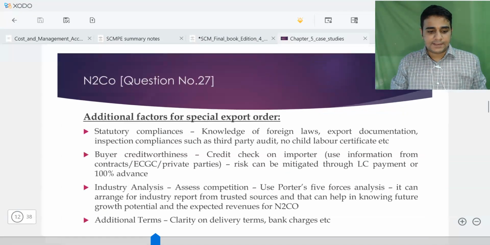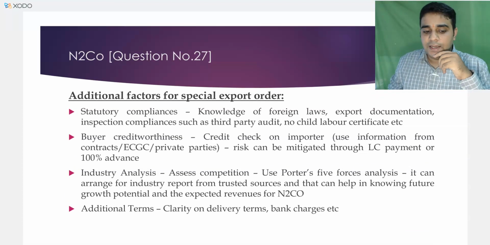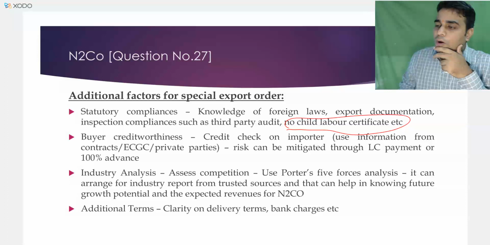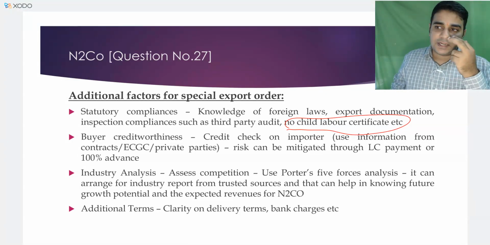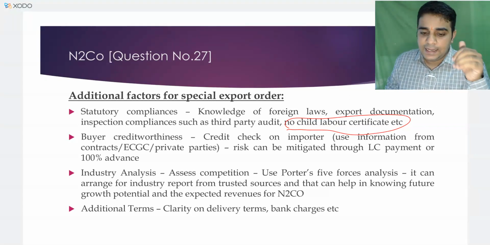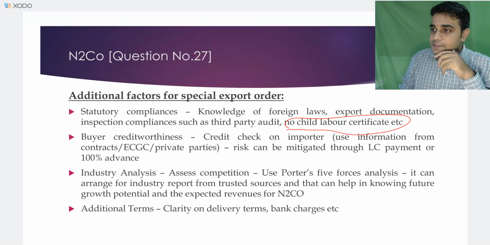Statutory compliances, knowledge of foreign laws, export documentation, inspection compliances, third party audit, no child labor certificate. This is an extremely important certificate. Many of the export orders get rejected if the certificate is not there. There are audits which are taken care of by them. You will see a related question in an area called ethical concerns in the same chapter. There you are going to discuss this.